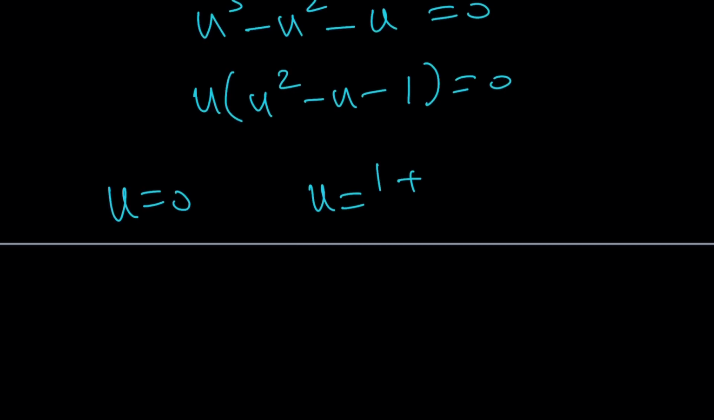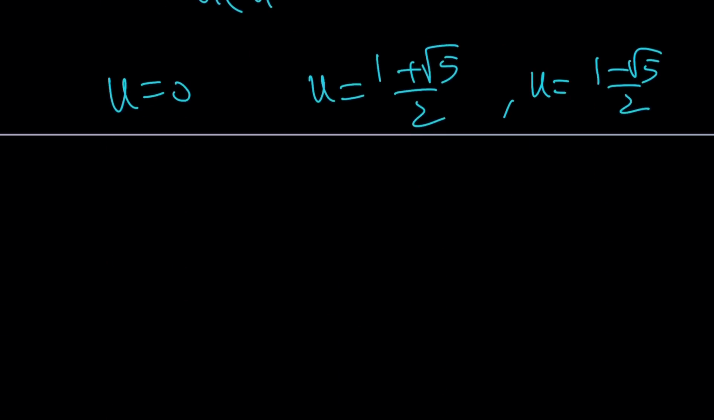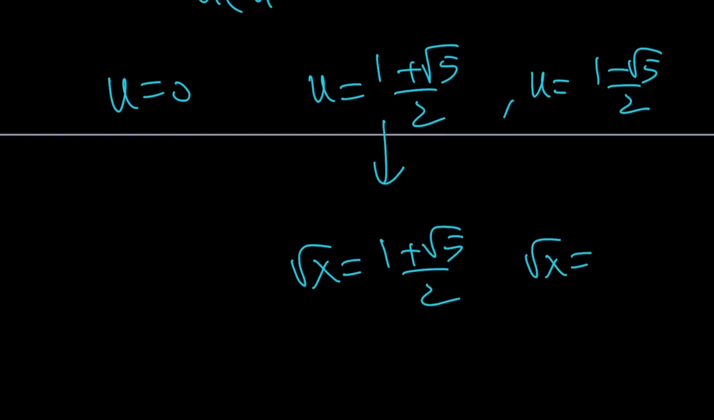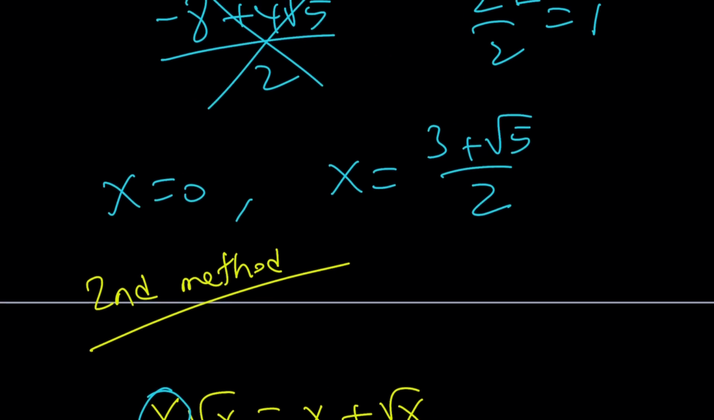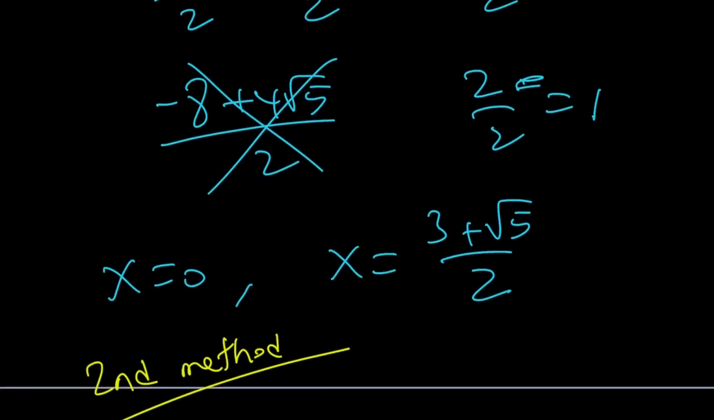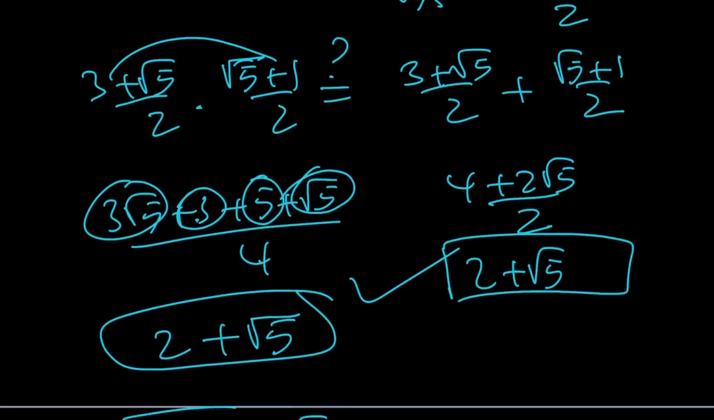B squared minus 4ac, that's going to be a square root of 5 divided by 2, or u is equal to 1 minus root 5 over 2. So those are the u values, but what is u? Square root of x. Yay, okay, so this is square root of x. I'm going to have to square both sides. This gives me x equals 0. This gives me 3 plus root 5 over 2, as you know from before, right? We've done the work already. And the other one should give me 3 minus root 5 over 2, right?